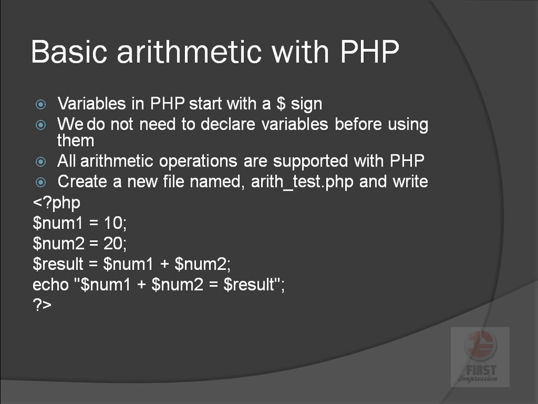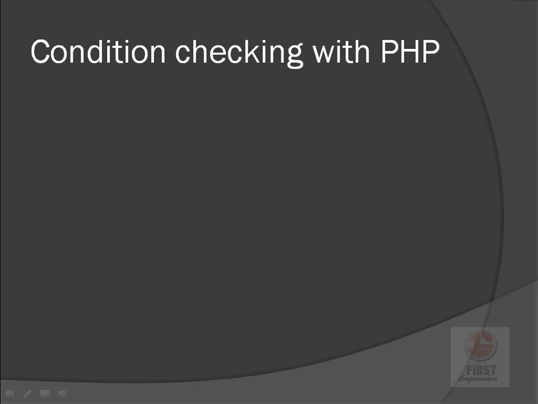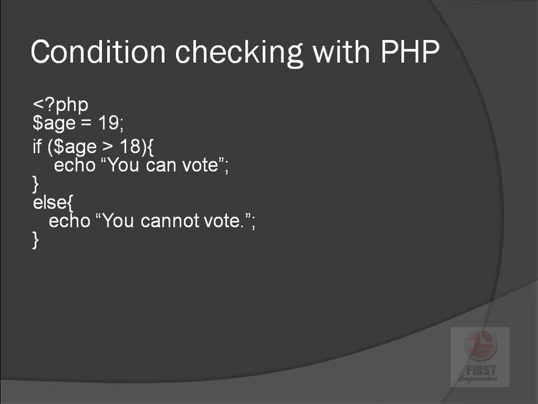Once we are done with the basic arithmetic in PHP, we'll go to some condition checking in PHP. Suppose I declare a variable named $age = 19. I check if $age is more than 18, echo you can vote, else echo you cannot vote. So this is how you check conditions with PHP. If the age is more than some value, you will echo you can vote, else you will echo you cannot vote.